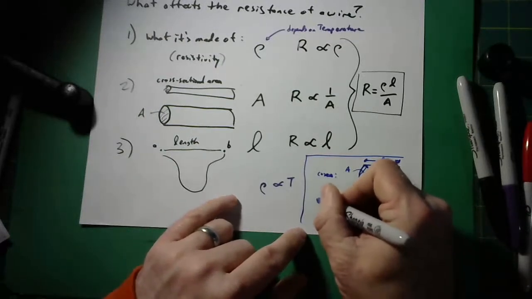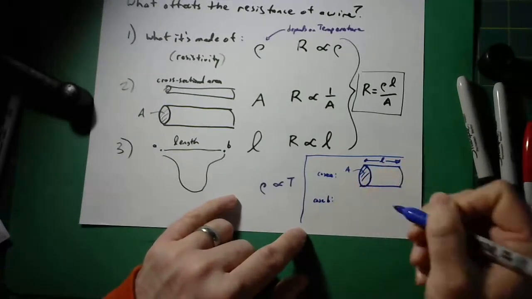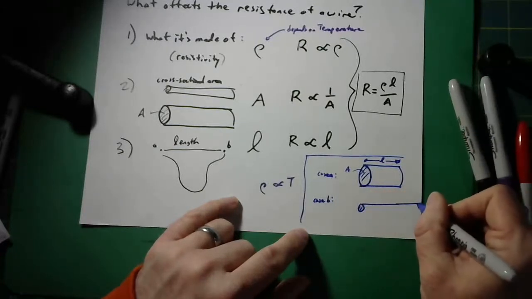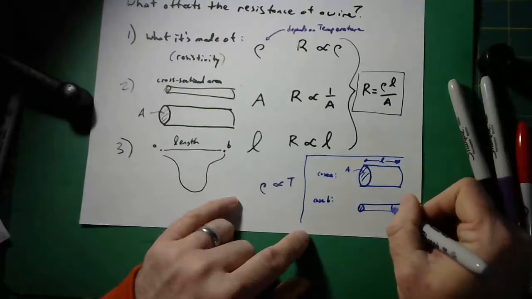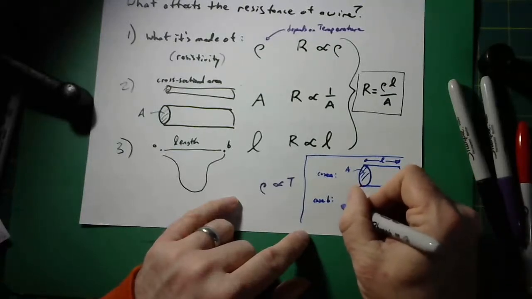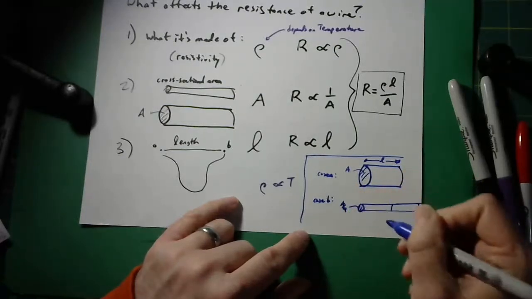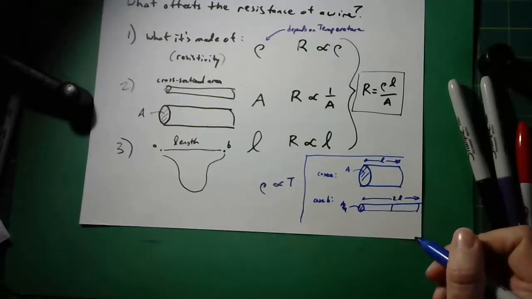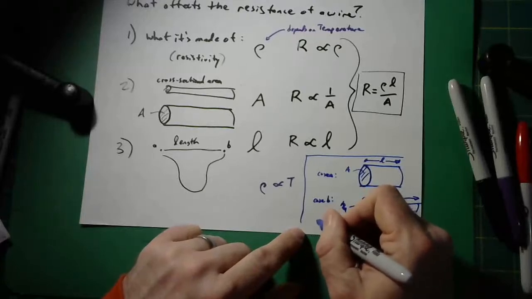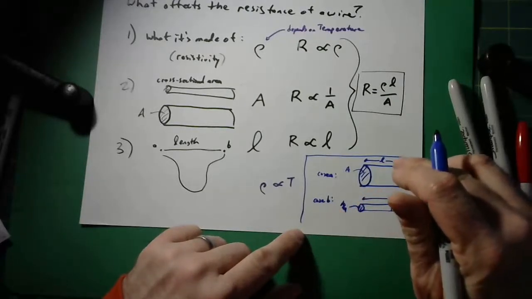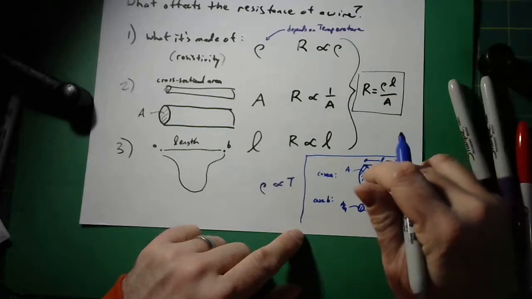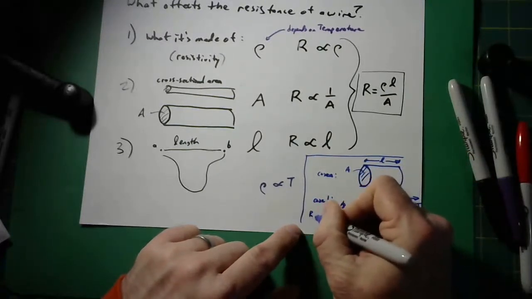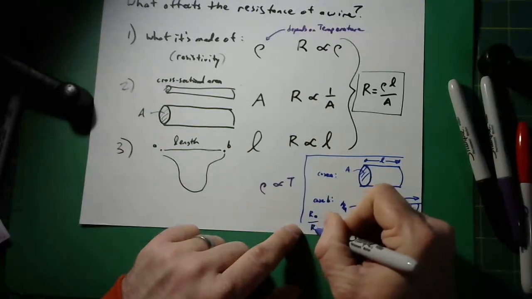And then say case B, we have a wire that has a cross-sectional area of A over 4, and it has a length of 2L. And the question is, how does the resistance of wire A compare to the resistance of wire B? So in other words, what's that ratio of RA to RB?